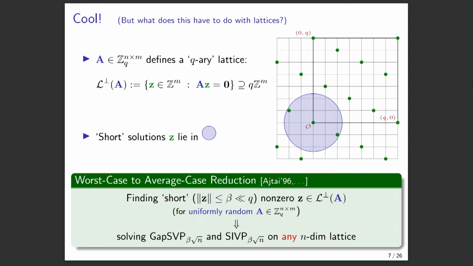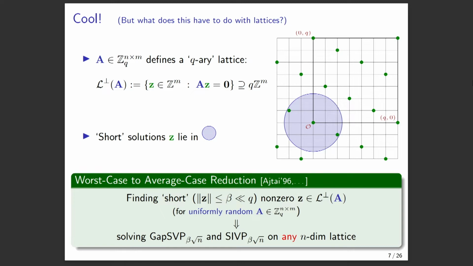Okay, so because we have very good reason to believe that these problems are hard, very hard, even quantumly, the reduction tells you that this problem must be hard as well. Because if you could solve this problem on the average, you could solve these problems in the worst case, and we don't think that's possible.